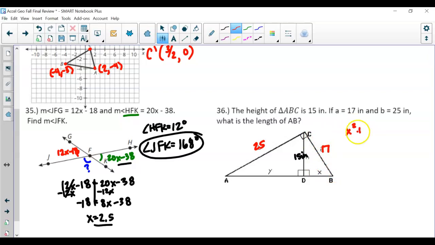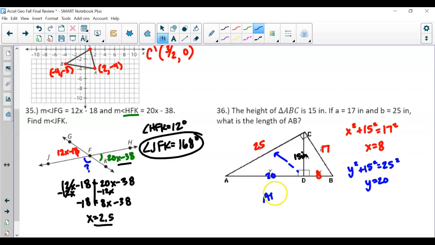So this is X squared plus 15 squared is equal to 17 squared. So when you solve here, you should get X is equal to 8. So there's one piece. Then same thing again. You have Y squared plus 15 squared is equal to 25 squared, right? Because again, 25 is the hypotenuse. That is your C. So when you go through and solve, you get Y is equal to 20. So that's why here AB is equal to 20.